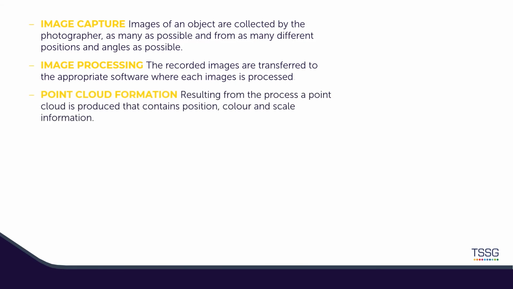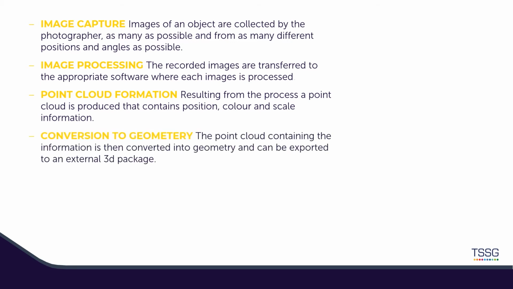And the next phase of the process is creating a point cloud. All the images that have been stitched together and analyzed come out in the form of a point cloud. A point cloud is basically a position in space that has color information, scale information, and so forth. That point cloud information is then converted into geometry and can be exported to a 3D package, an external package like Maya.